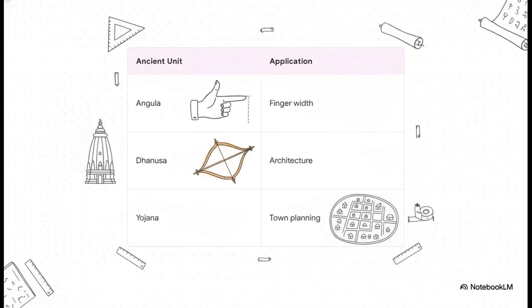But what's kind of cool is seeing how organized ancient people tried to be despite these bodily limitations. Look at these ancient Indian measurement systems. We see units like the Dhanusha, heavily used in architecture, or the Yojana, which literally shaped early town planning. And honestly, it hasn't completely vanished. Next time you see a traditional carpenter or tailor doing a quick finger width estimate, they're basically using the ancient angula right in front of you.